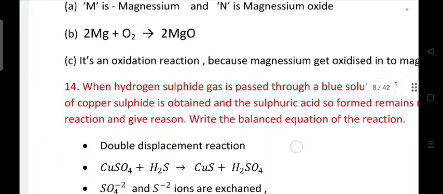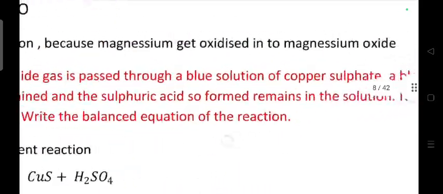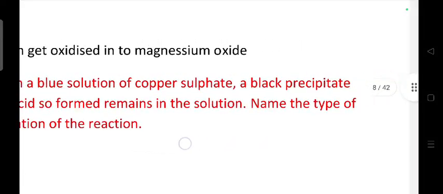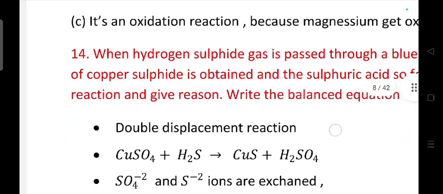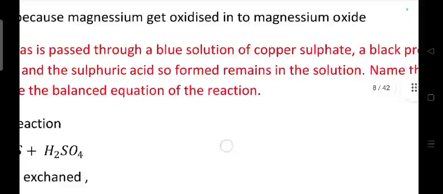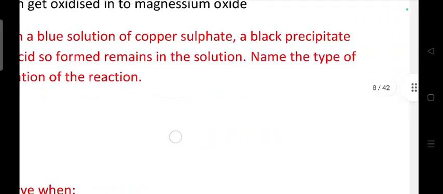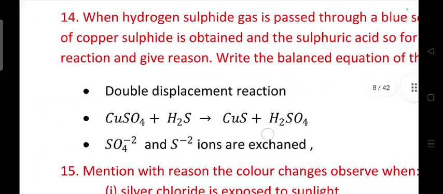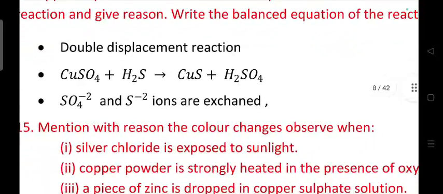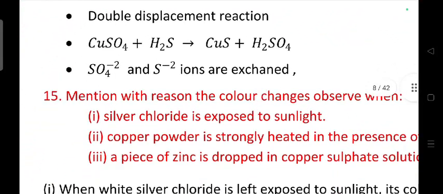Next, when hydrogen sulfide gas is passed through a blue solution of copper sulfate, a black precipitate of copper sulfide is obtained and the sulfuric acid so formed remains in solution. Name the type of reaction and give the reason. Write the balanced chemical equation. So it is a double displacement reaction, this is the equation.